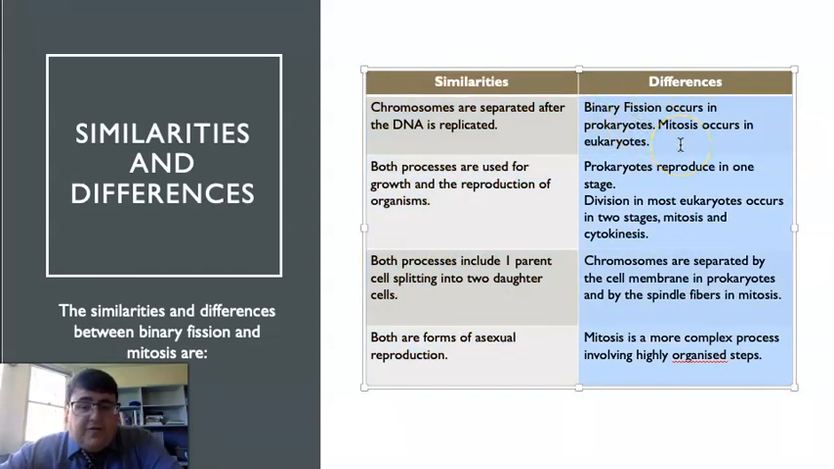So firstly, the binary fission is only happening in prokaryotic cells. Mitosis is happening in eukaryotic cells. Prokaryotic cells are going to reproduce in 1 stage, binary fission, whereas eukaryotic cells are going to go through mitosis and cytokinesis, so 2 stages. Chromosomes themselves will be separated by the cell membrane in prokaryotic cells, whereas in mitosis by spindle fibers. And lastly, mitosis is that more complex process because of the organelles, because there's more chromosomes. It's much more highly organized, it's broken down into more defined steps, and it's just a more complex process.